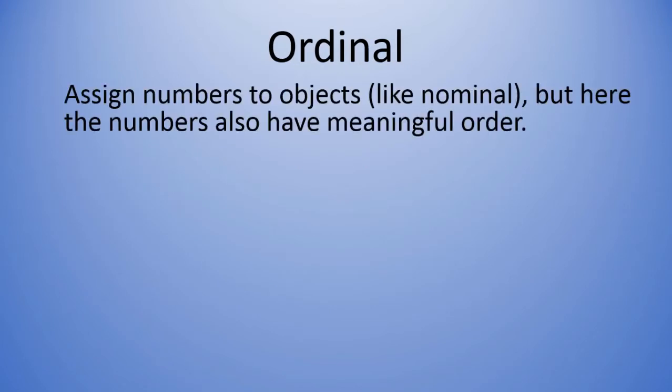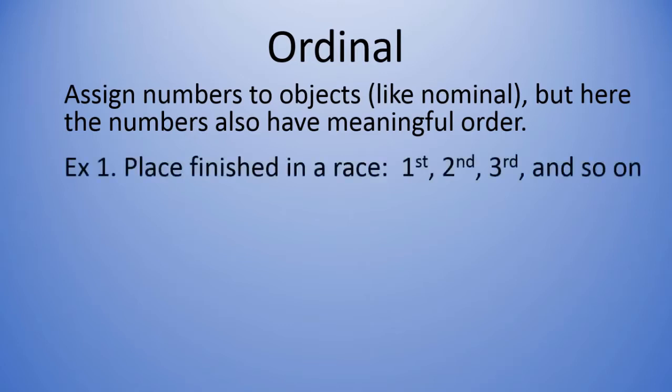And for ordinal, we assign numbers to objects just like nominal, but here the numbers also have meaningful order. So for example, the place someone finishes in a race, first, second, third, and so on. If we know the place that they finished, we know how they did relative to others. So for example, the first place person did better than second, second did better than third, and so on, of course, right? That's obvious. But that number that they're assigned, 1, 2, or 3, indicates how they finished in a race, so it indicates order.